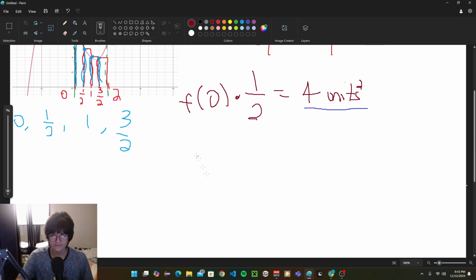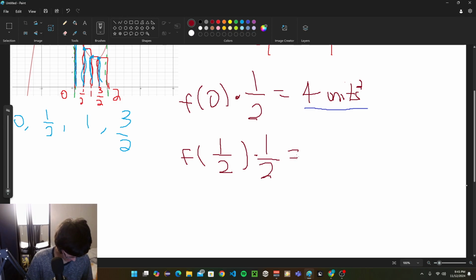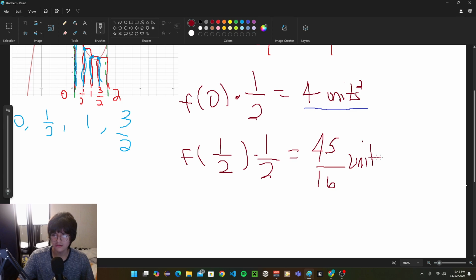And then do our next one, which is f of 1/2 times 1/2. So you get the original equation, times that by 1/2. And it gives us 45 over 16 units squared.